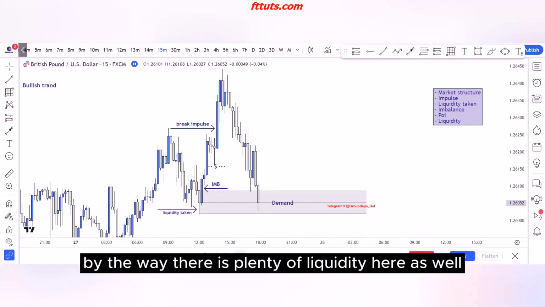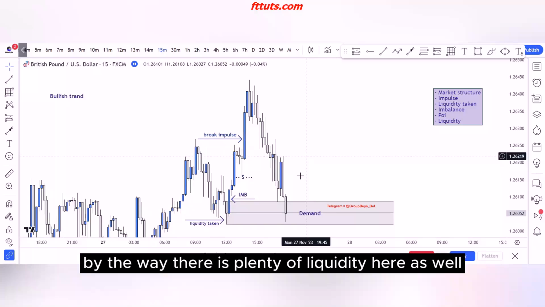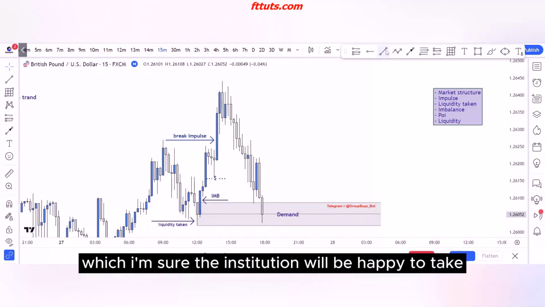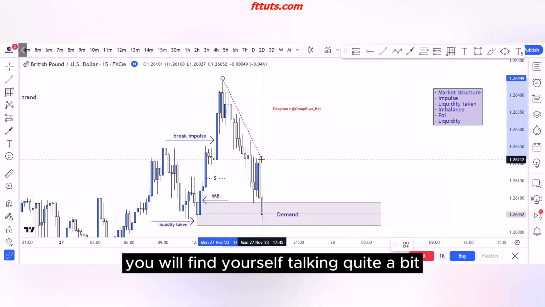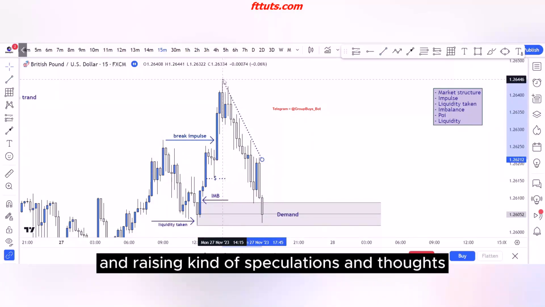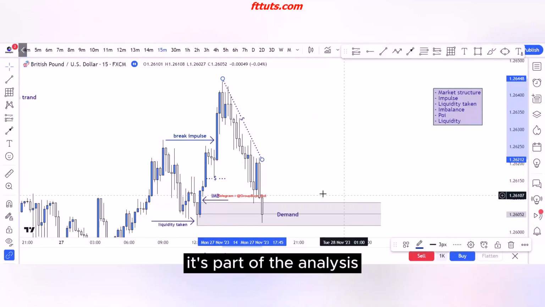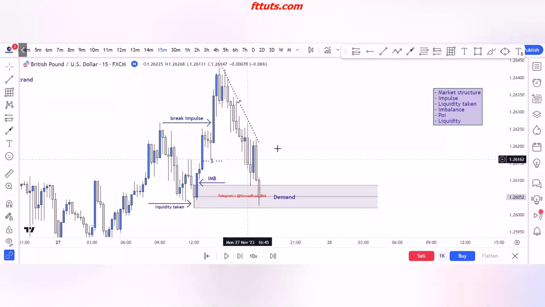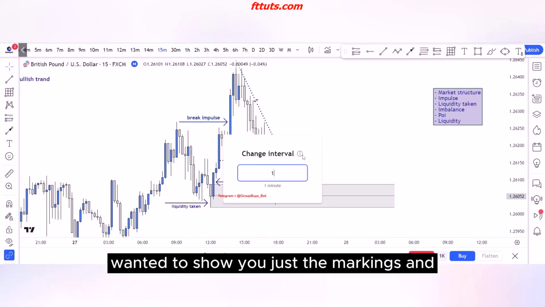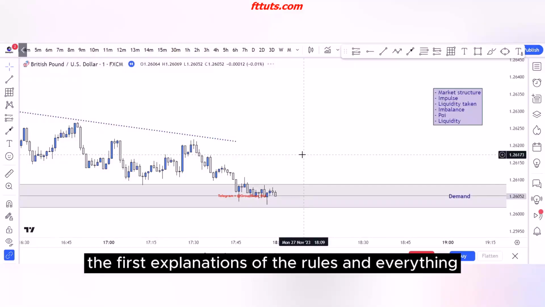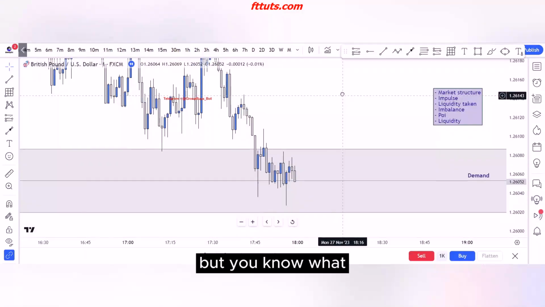By the way, there is plenty of liquidity here as well, which I'm sure the institution will be happy to take. During the analysis, you will find yourself talking quite a bit and raising speculations and thoughts, and that's fine. It's part of the analysis. So this is what I wanted to show you, just the markings and the first explanations of the rules and everything.